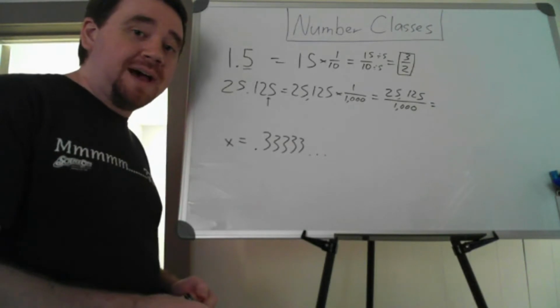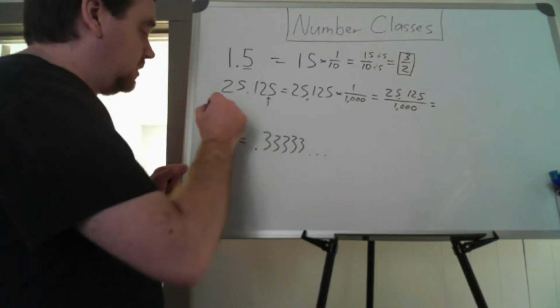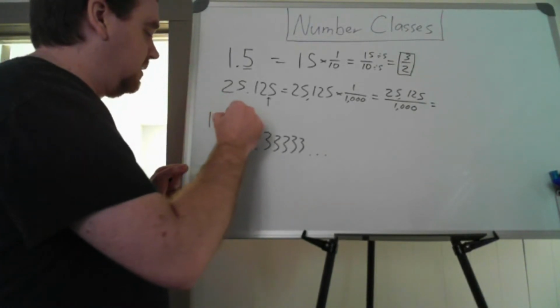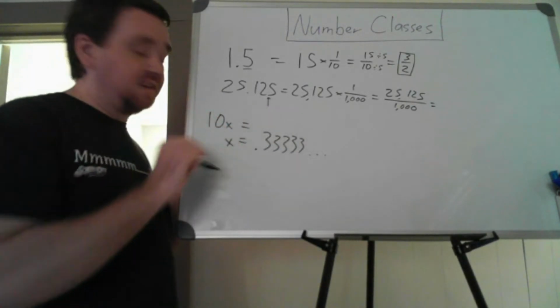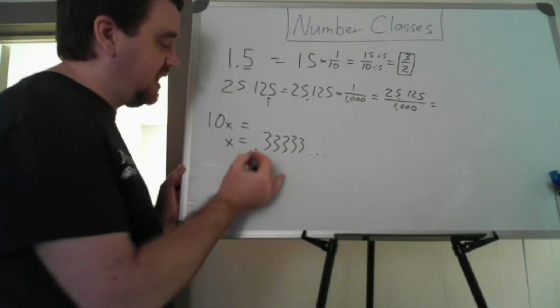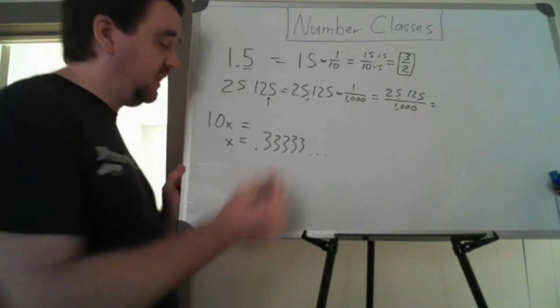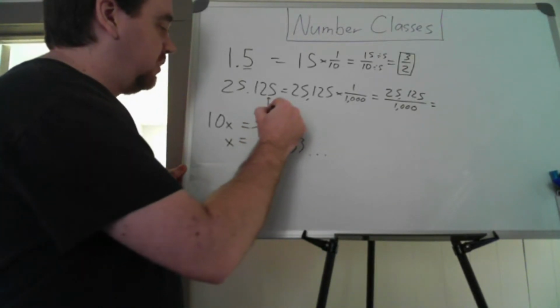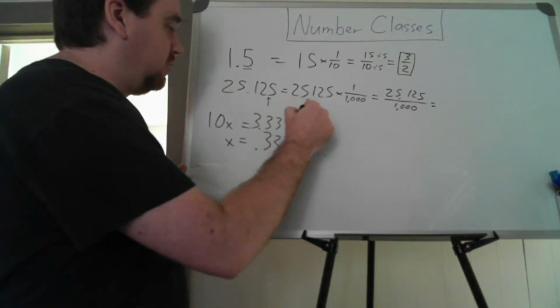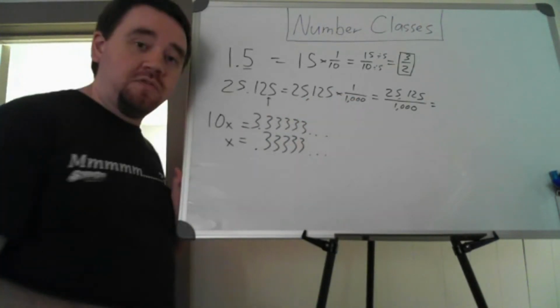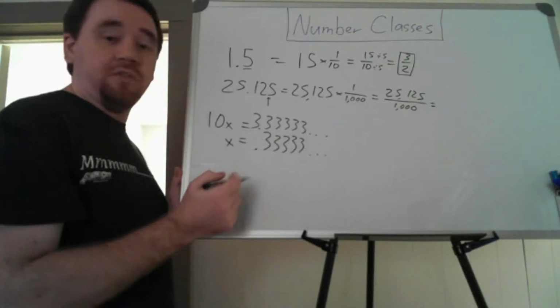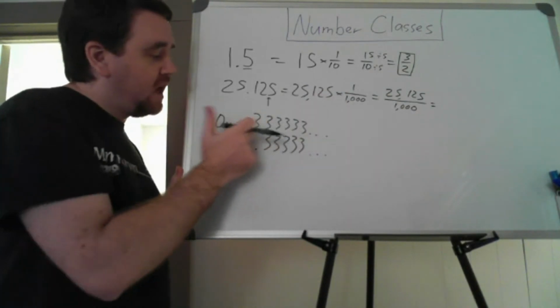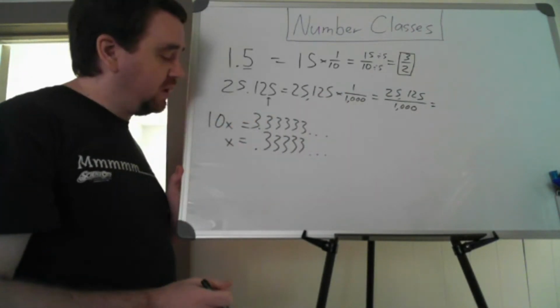Let's multiply it by 10. All right? So if I were to multiply the left side by 10, I get 10x. And if I multiply the right side by 10, all that really does is move the decimal one place to the right. So this is the same as 3.33333 on into infinity. Because there's an infinite number of 3's, there's still an infinite number of 3's. I've just got one place to the left of the decimal point now.